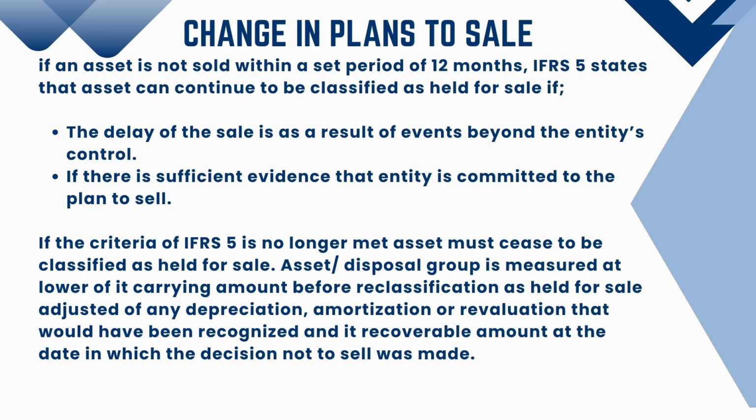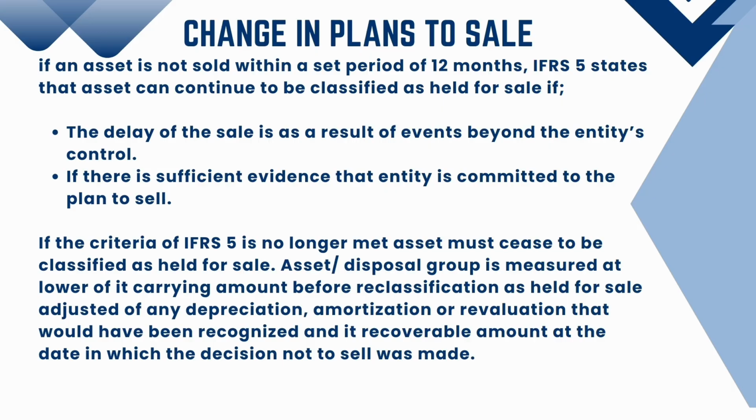What are the criteria? One, the delay of the sale of the asset is a result of events or circumstances beyond the entity's control. So what does this mean? Let's take an example of when COVID happened. What company on earth could stop COVID from happening, right? So that is an event that the businesses could not control. Let's assume at that point the entity had put out an asset for sale and people were not buying. The business couldn't control it. So if that criterion is met, they can continue to classify it as a non-current asset held for sale.